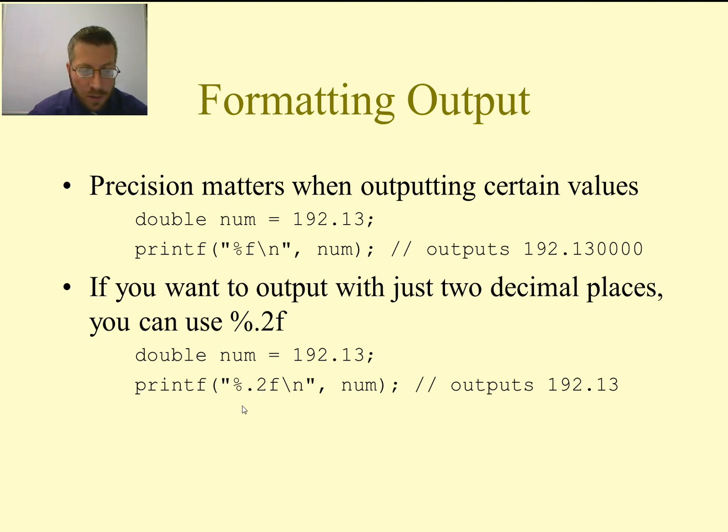Just by doing this little trick here, when you print it out, you're going to have the percent sign, and in between the percent sign and the f, put a dot followed by how many decimal places you want, and that'll print out just like that. In this case here, if I had done a %.3f instead, it would have printed out the number 192.130.